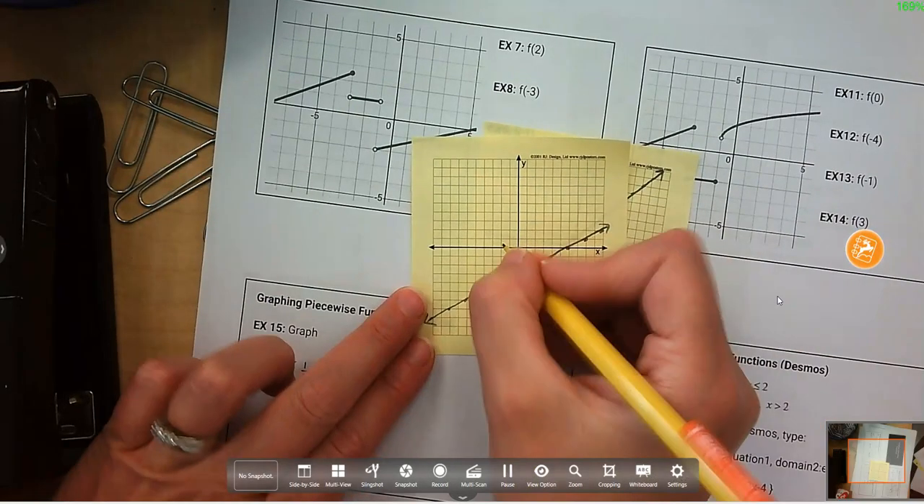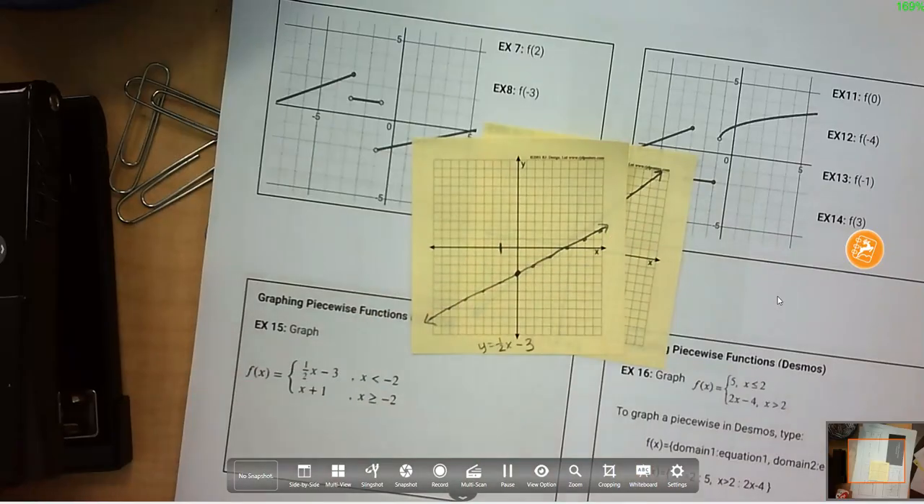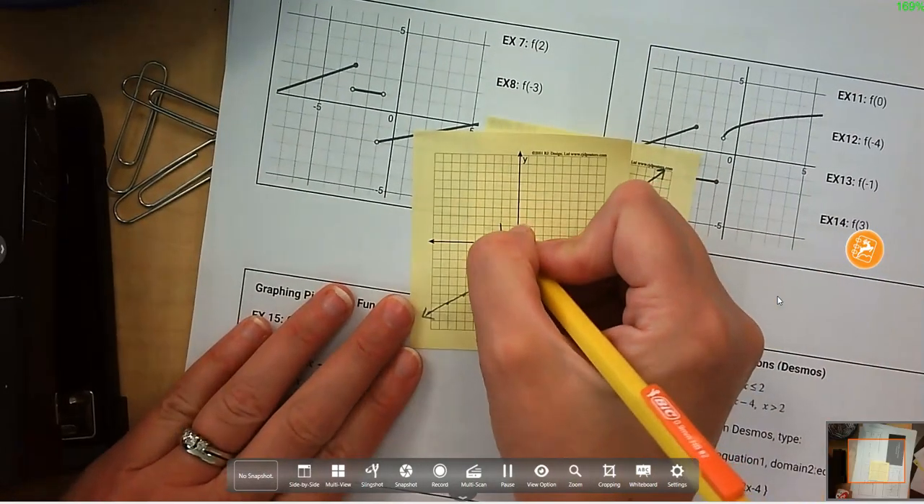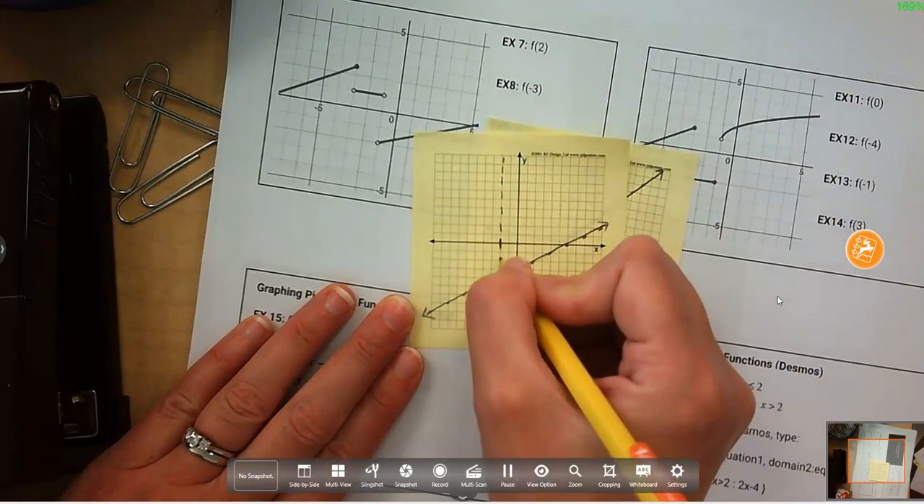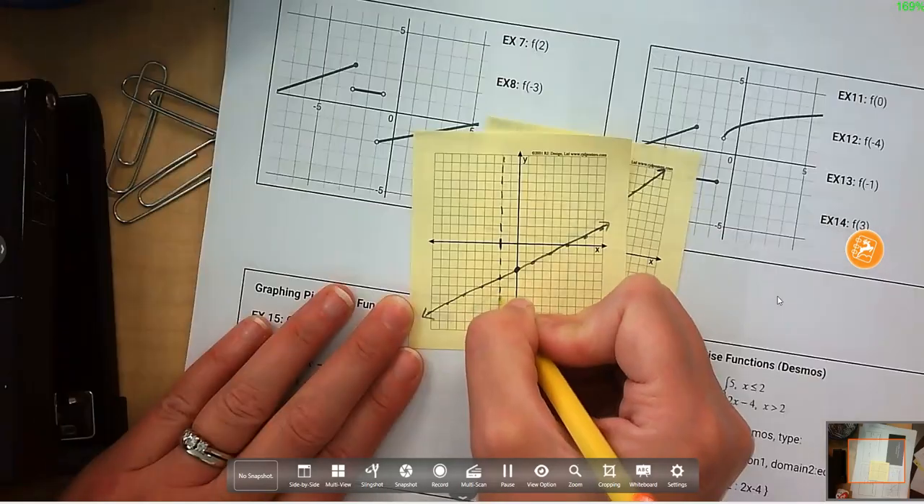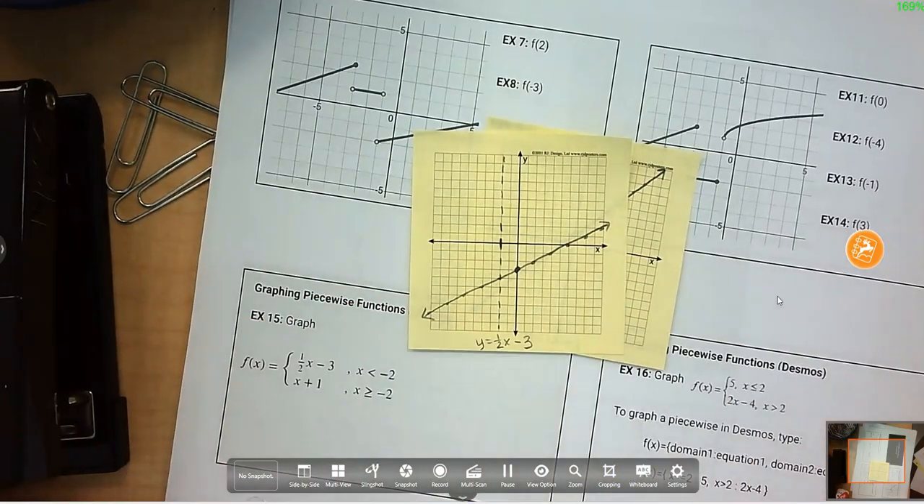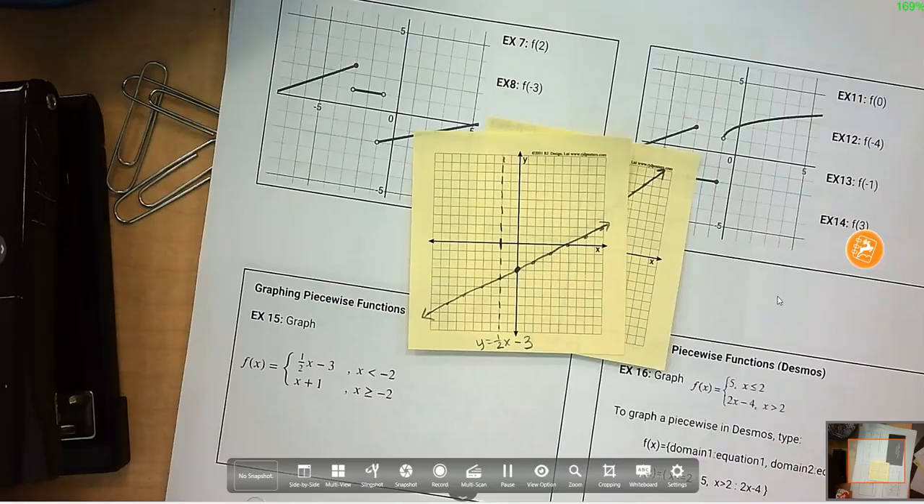Look at where x is -2. That's right here. Right? And I want you to draw yourself a dotted vertical line right there. So, draw yourself a dotted vertical line at -2. This is our cut line. We're going to cut it here in a second.